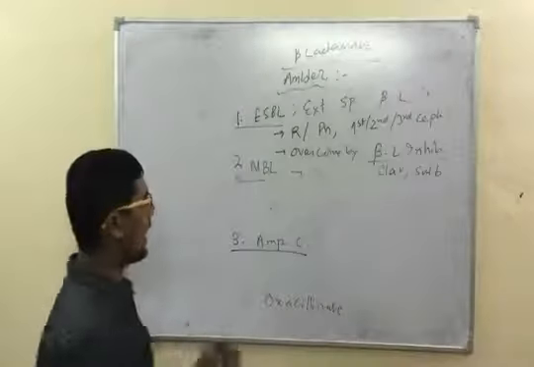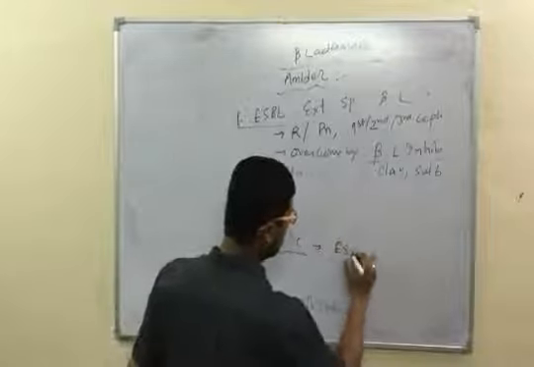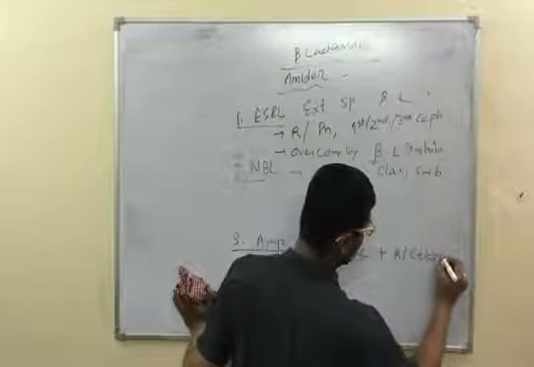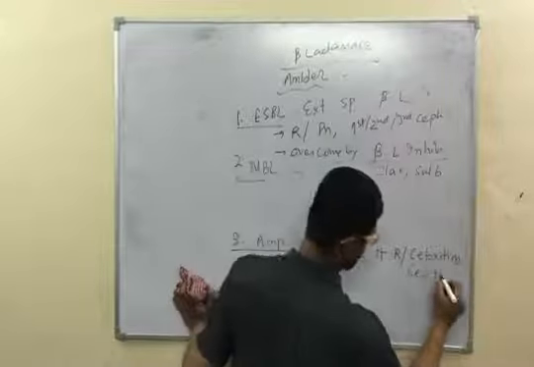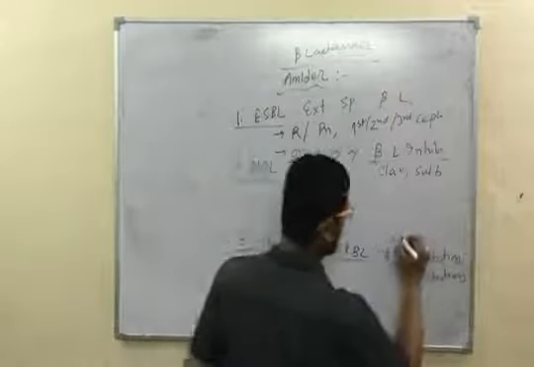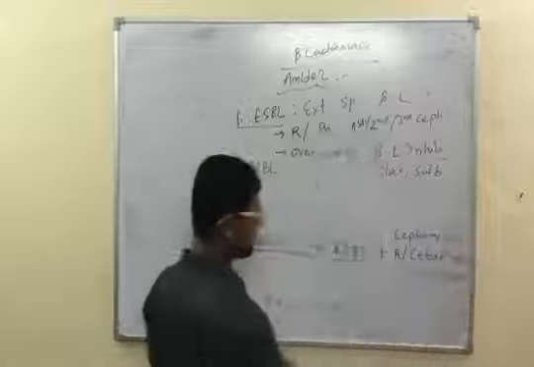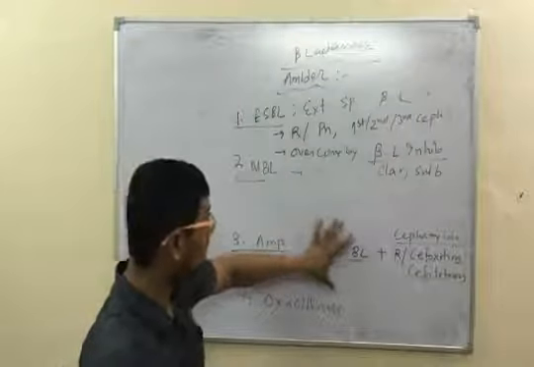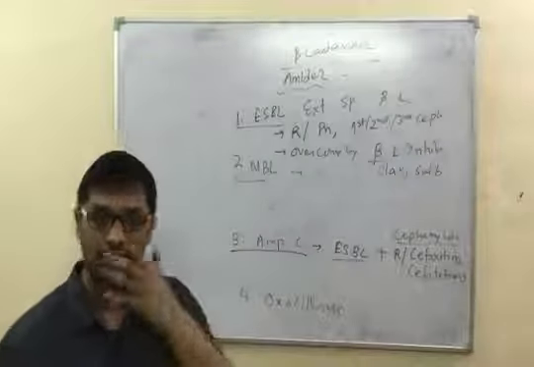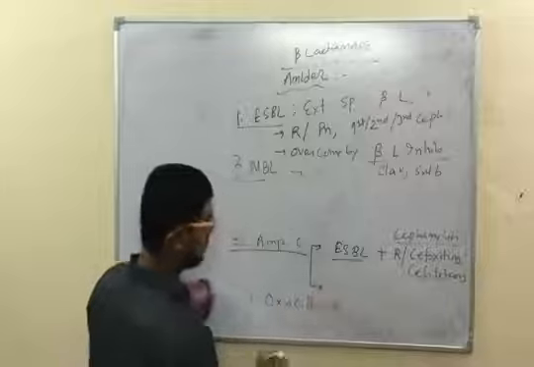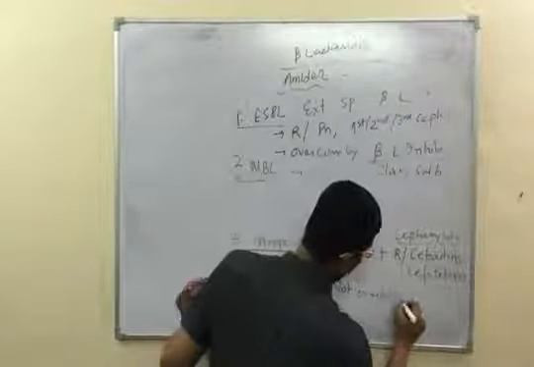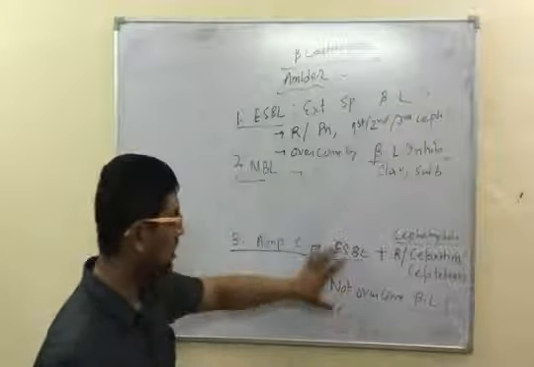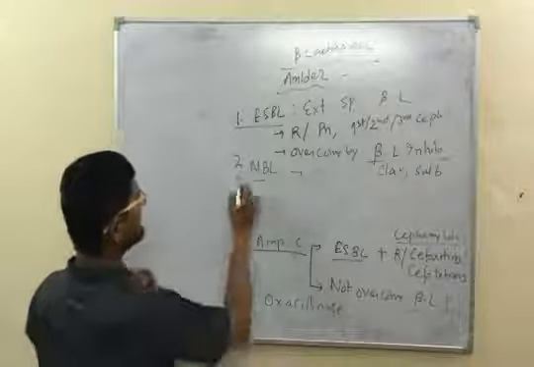Next is AmpC beta-lactamase. The spectrum is the ESBL spectrum plus, in addition, resistance to cephamycins like cefoxitin and cefotetan. The peculiarity is that it is not overcome by adding a beta-lactamase inhibitor. Please remember, addition of beta-lactamase inhibitor is of no use; the AmpC resistance is not overcome by it.